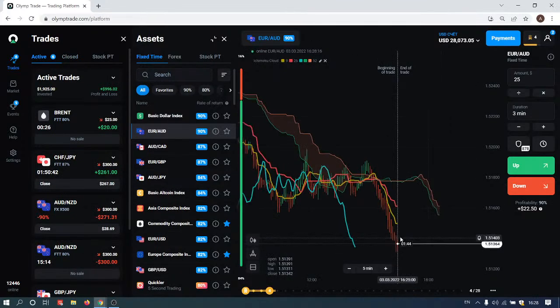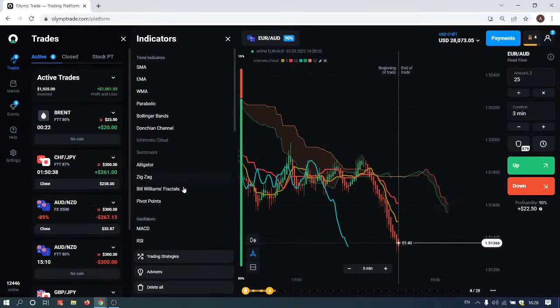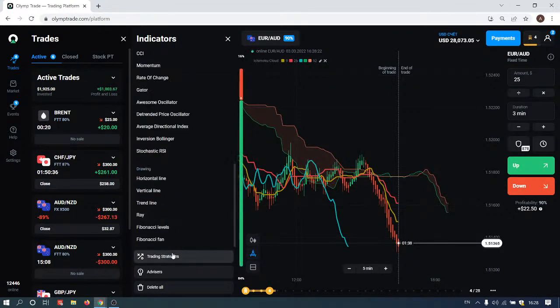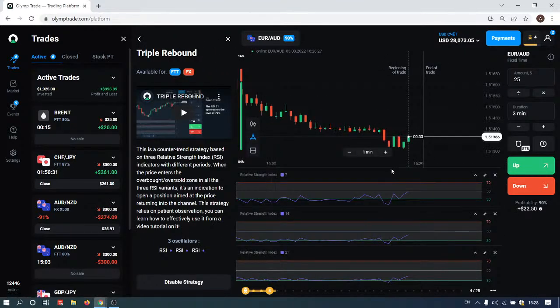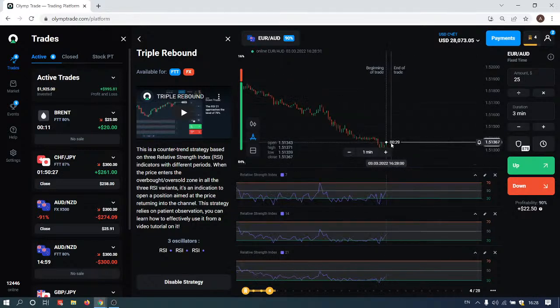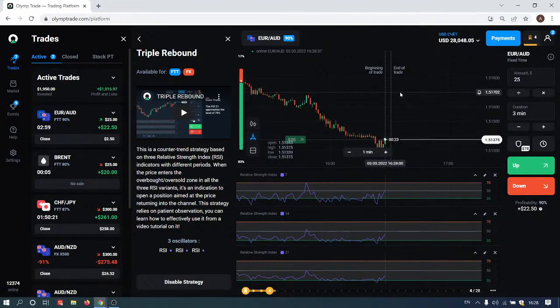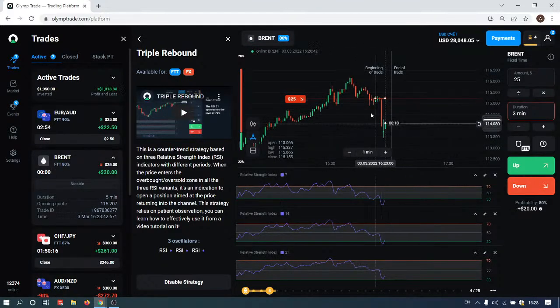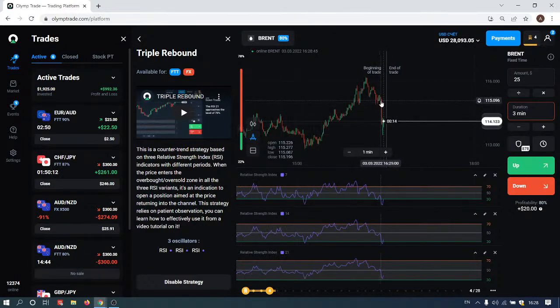So I think this asset is really oversold. For example, when I switch to the triple rebound strategy, I will have a totally different picture. I will have a picture like this. So yes, this asset is oversold, which means that it might rebound now, and probably it will. Okay, so at least I'm close to making a good profit here on this last trade.